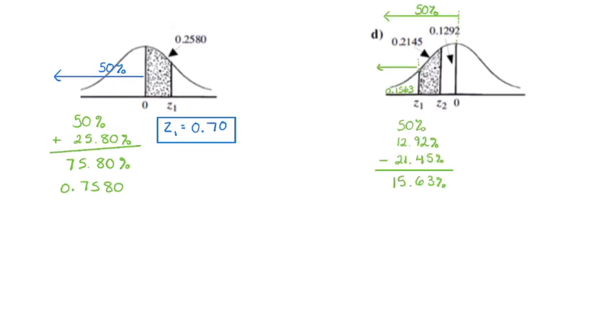Okay, beginning with z-score 1. If I know there's 50% of the data to the left, take off this piece, take off this piece, and that tells me that there's going to be 15.63% of the data to the left of z-score 1. So I can use my z-score table to look up the number closest to that to get that z-score.